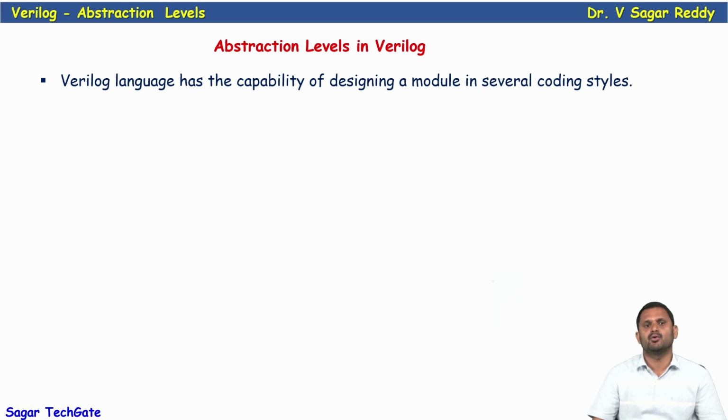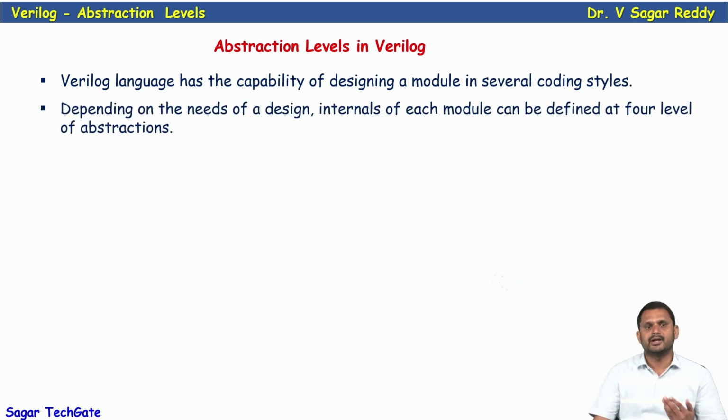As we know, if you want to describe any digital circuit, everything is a model in Verilog. So it has the capability of designing a model in several coding styles, and we can describe that model in various ways. Depending on the needs of a design, the internals of each module can be defined at various levels of abstraction. So we can define a model in various ways.